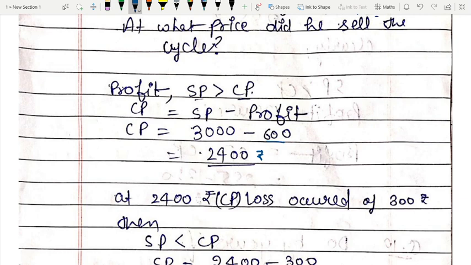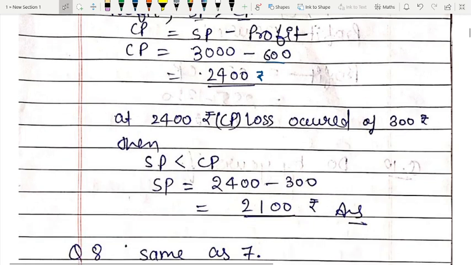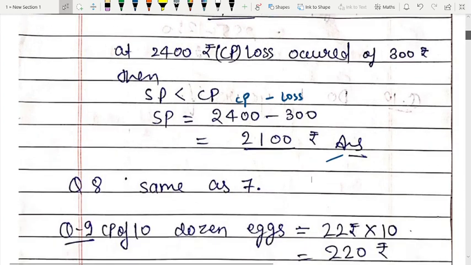Here loss is occurring, so we can conclude that the selling price will always be less than the cost price. We know selling price is equal to cost price minus loss. So we subtract 300 from 2400, and we get 2100 rupees as the answer. I hope you have got this problem.